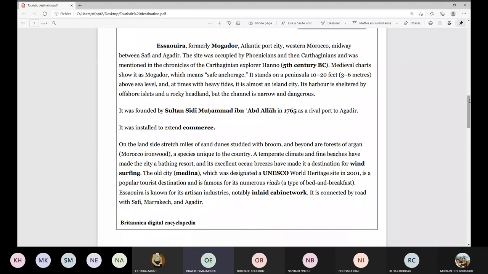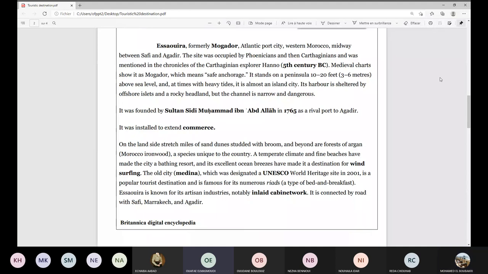Essaouira, formerly Mogador, Atlantic port city, western Morocco, midway between Safi and Agadir. The site was occupied by Phoenicians and then Carthaginians, and was mentioned in the chronicle of the Carthaginian explorer Hanno in the 5th century BC. Medieval charts show it as Mogador, which means safe haven. It stands on a peninsula 10 to 20 feet, 3 to 6 meters, above sea level.